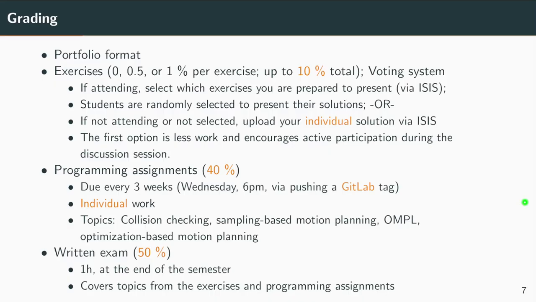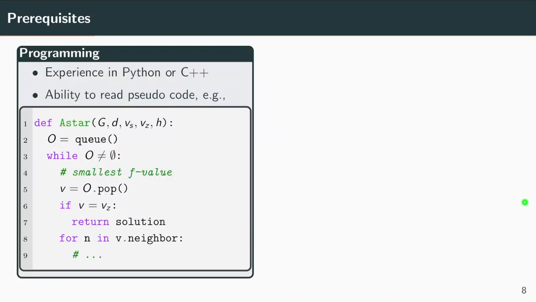Yeah. Any other questions grading wise? Okay, well, we will have more time later also. Then let's maybe talk briefly about the prerequisites.